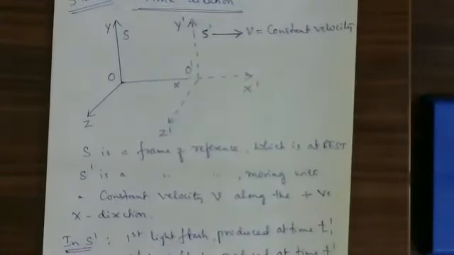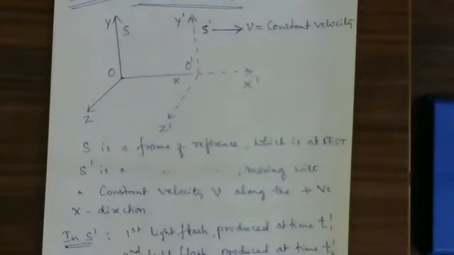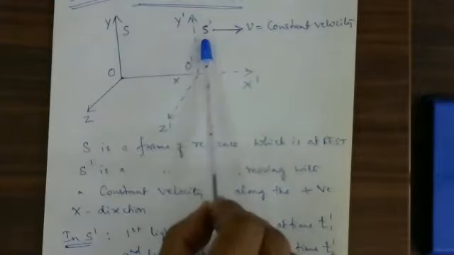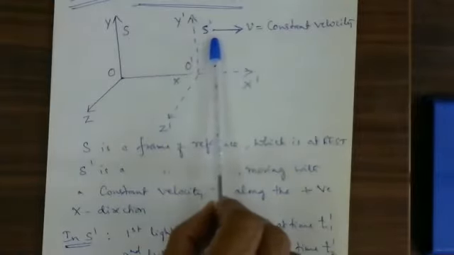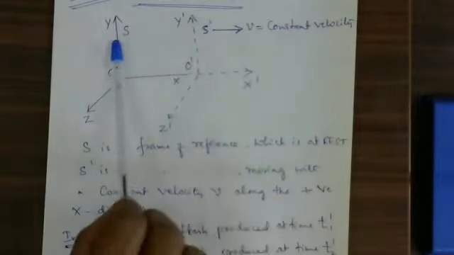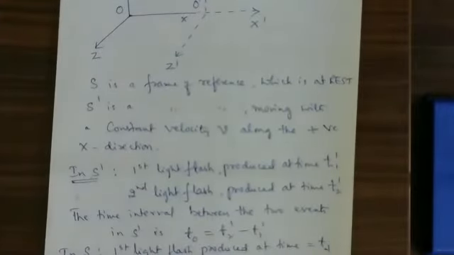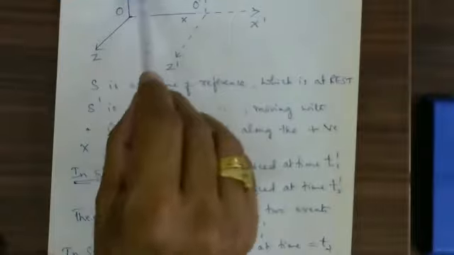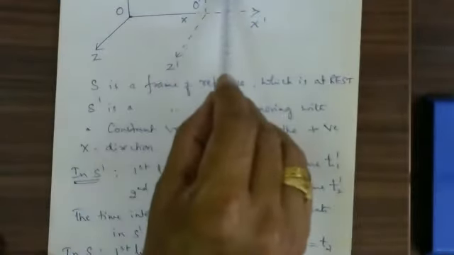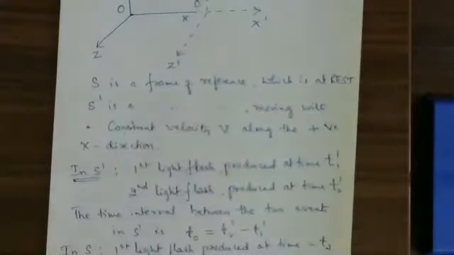There are two frames of reference, S and S dash. S is a frame of reference which is at rest, stationary. With respect to S, S dash is a moving frame along the common x-axis with a constant velocity v. In the first frame, here and here, we have to measure the time gaps.